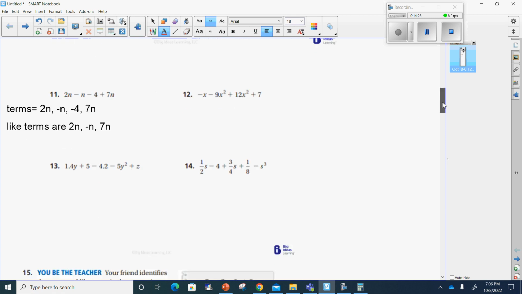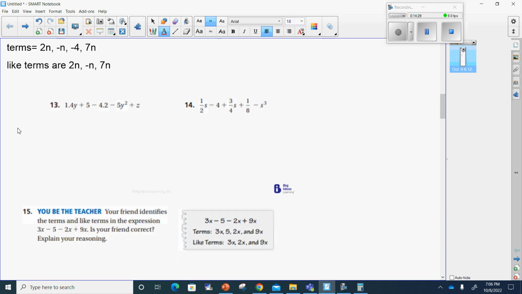All right, let's go to number 13. And I see my terms equal 1.4y, 5, negative 4.2, negative 5y to the second power. Let's see, 5y to the second power. It's not going to let me do that, so I'm going to have to put negative 5 to the second power. And then z.